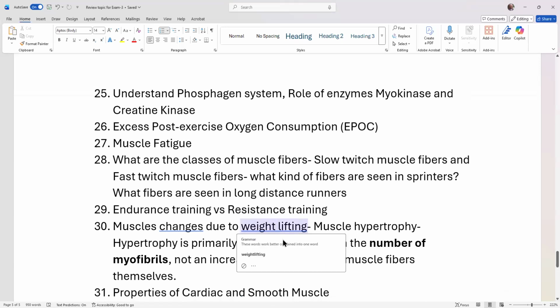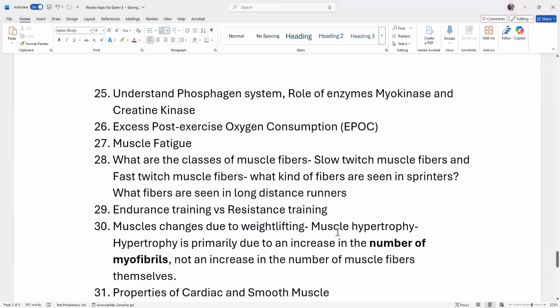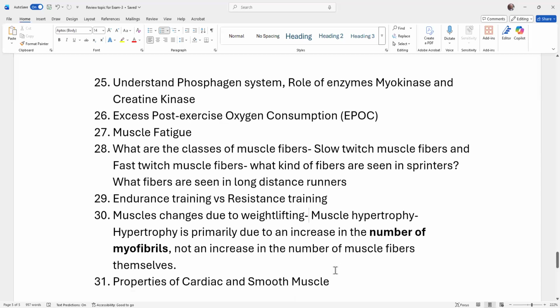Weightlifting. When you do weightlifting, the muscles become bigger, and that's because of muscle hypertrophy, an increase in size. And what is hypertrophy? Muscle hypertrophy is primarily due to an increase in the number of myofibrils. It is not due to an increase in the number of fibers. You should know that distinction. So the number of myofibrils is increased.